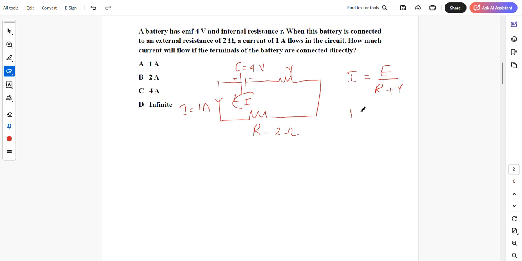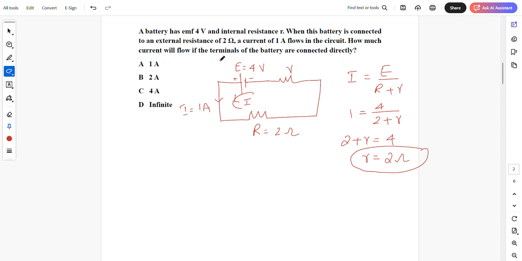How much is I? 1 is equal to E, which is 4, divided by how much is capital R? 2 plus small r. Now simplify. Cross multiply. 2 plus r is equal to 4, so r is equal to 2 ohm. So the internal resistance we got is 2 ohm.